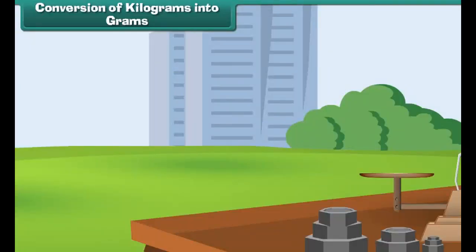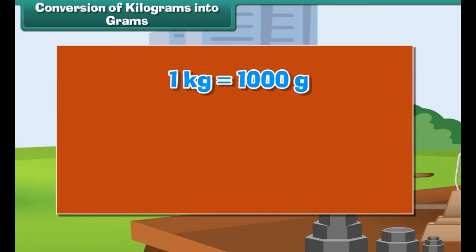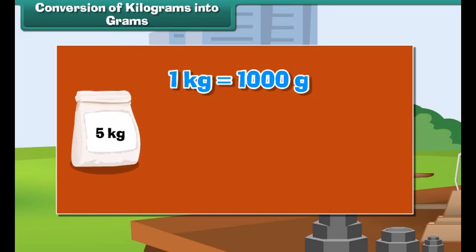Conversion of kilograms into grams. 1 kilogram is equal to 1000 grams. Therefore, the weight of a 5 kg rice bag can be calculated as 5 kg is equal to 5 into 1000 grams, which equals 5000 grams.